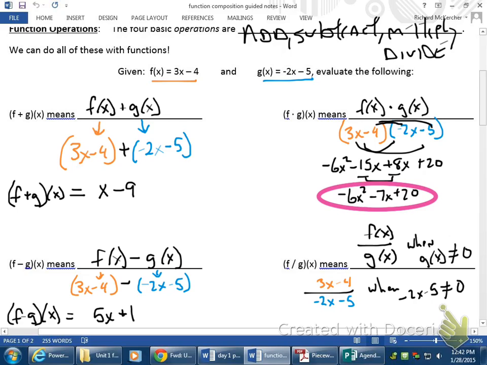If you want to take that a step further, you can actually figure out exactly when it's 0 just by solving this equation. And I find out that it will be 0 whenever x is negative 5 over 2. So I can never plug in negative 5 over 2 into this function.